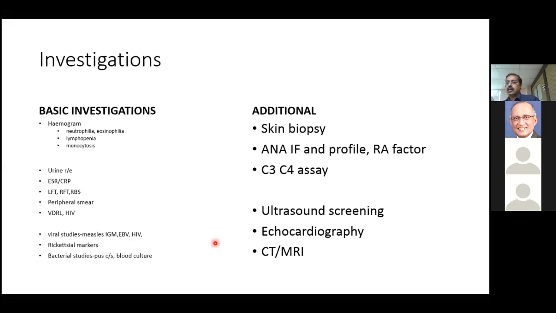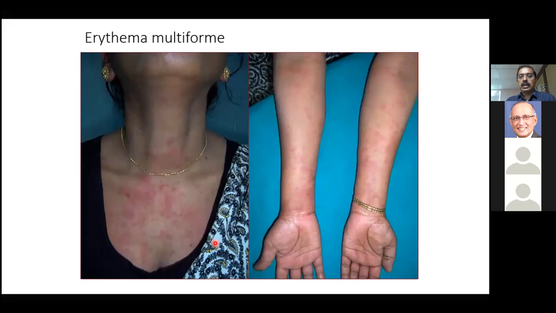ANA and RA factor, if you are thinking of connective tissue disorders, C3, C4 assay will also help when you're dealing with a vasculitic disorder. Ultrasound screening, echo and CT MRI are all next level of investigations when you're looking at complications related to this maculopapular rash. I'll just show you some photographs so that you all understand what is being spoken about.